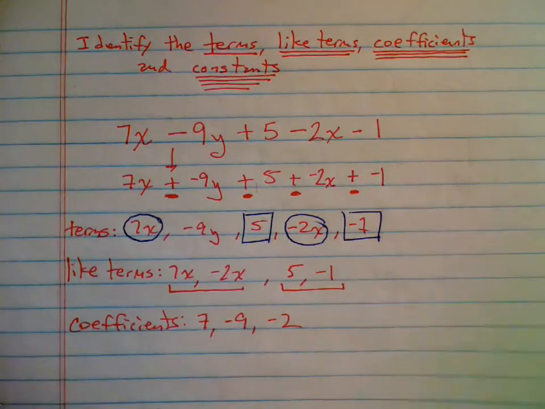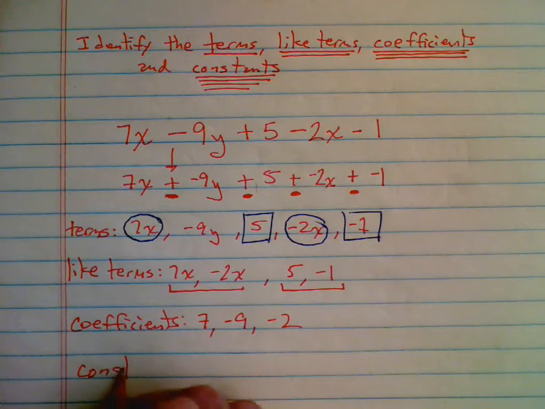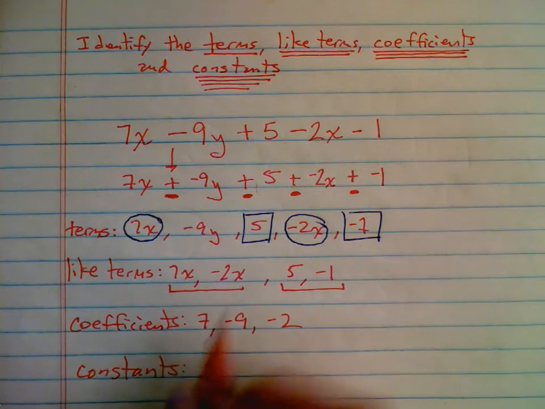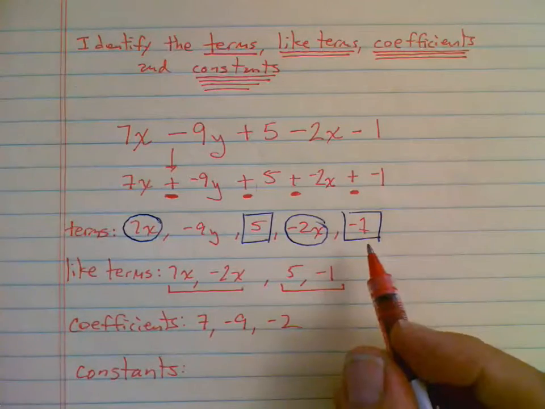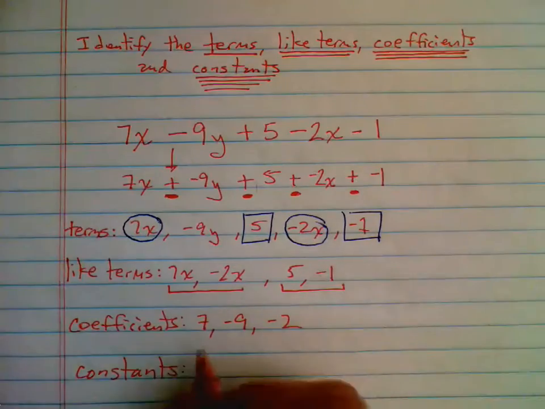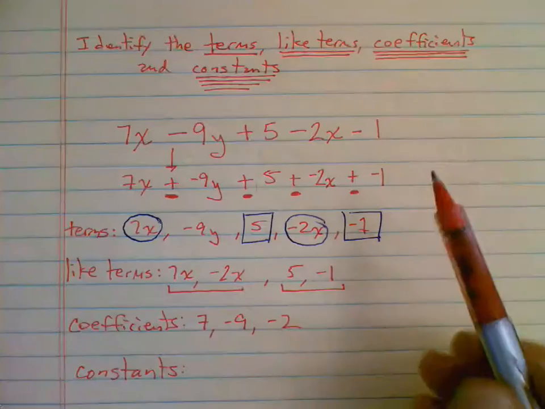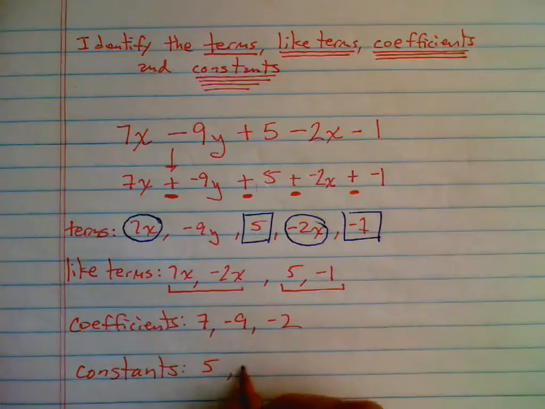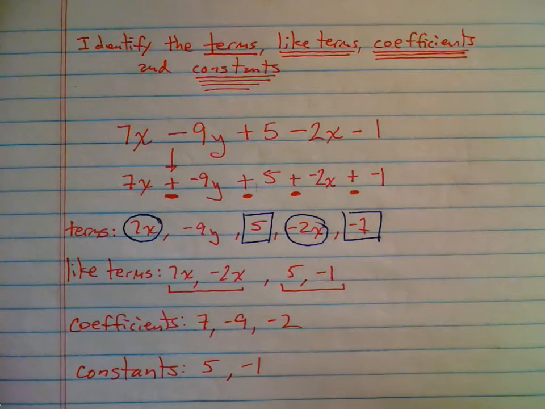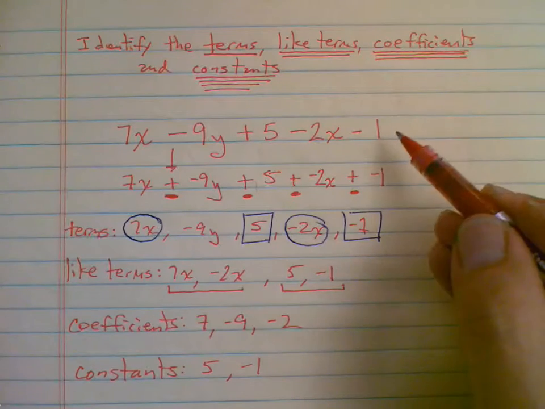And last are the constants. Constants are values without a variable. So it looks like there's just a number. So just the numbers are 5 and negative 1. There you go. So here's all the parts of this expression.